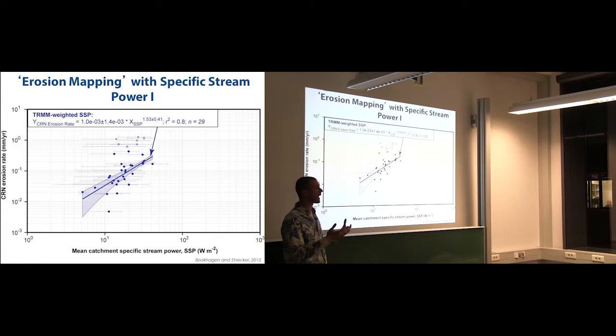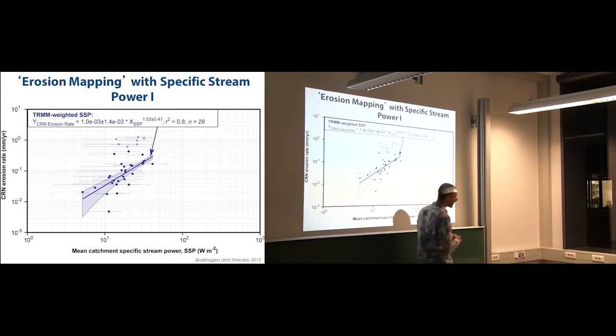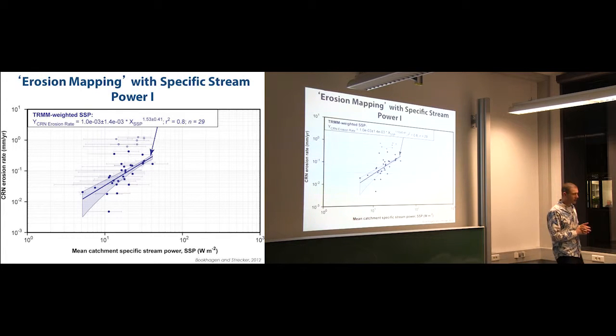So we look for a way to substitute these measurements, or to substitute areas where we don't have measurements with a model. And this model that I'm showing here is one way to explain how the landscape will evolve. In other words, we can use a specific stream power or also the steepness index to describe erosion in the landscape.